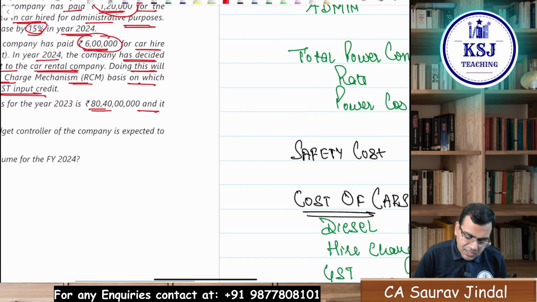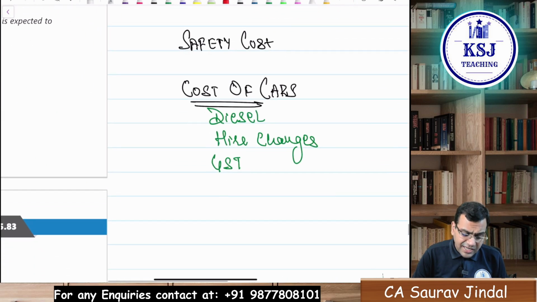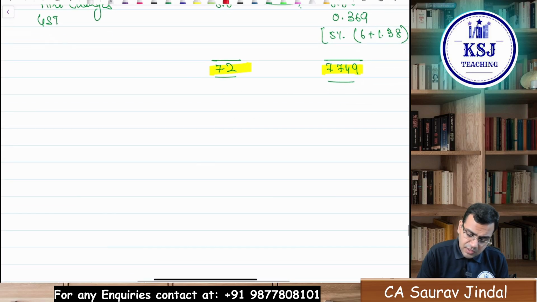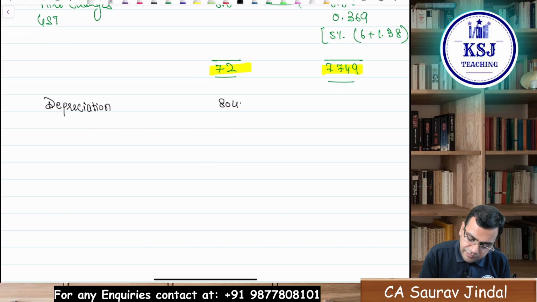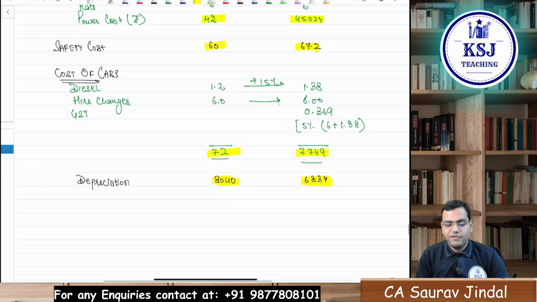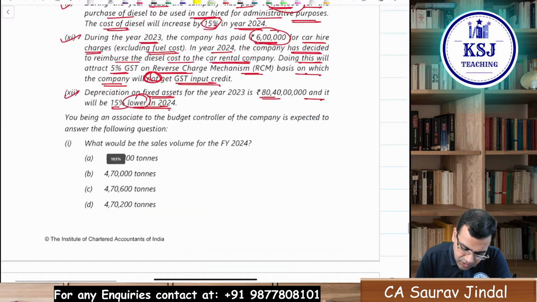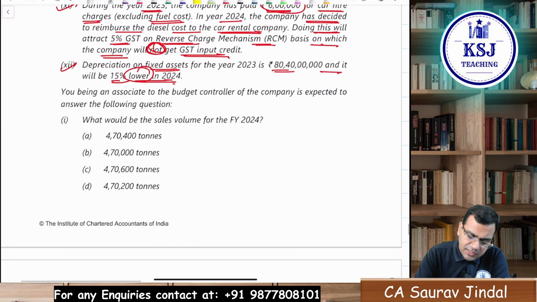So here depreciation will be 80 crores 40 lakhs, sorry. So here we'll take the depreciation cost of 8040 minus 15%, that will be 6834. Now, we are done with all the points. Okay, let's see first the MCQ.